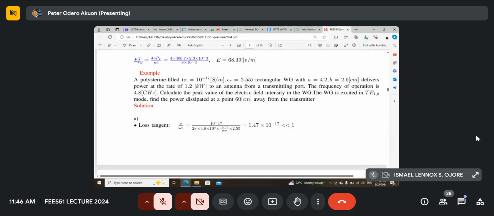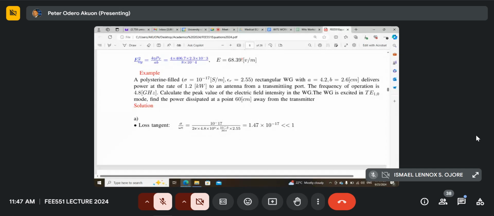What is the loss tangent? It is the ratio of conduction current to the displacement current. And remember, the conduction current density JC is equal to rho times velocity, which will be equal to sigma times the electric field intensity. So we can write JC is equal to sigma times electric field intensity.